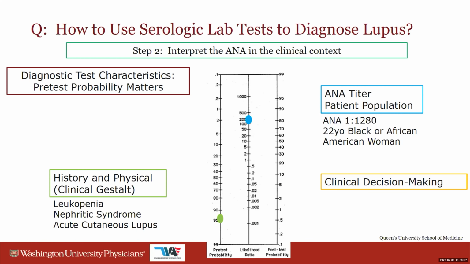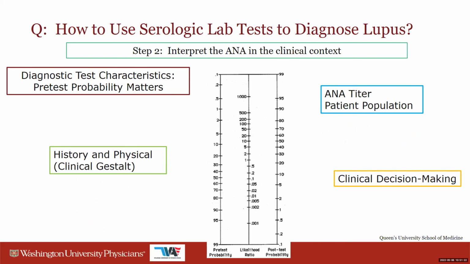And this patient represents a patient population of a young female who identifies as Black or African American. That's all really high risk. And so your likelihood ratio of that patient having lupus is pretty high based on that ANA result. Then you connect the dots in this Fagan nomogram, and it's off the charts post-test probability that this is likely lupus. And so this person would clearly be diagnosed with systemic disease.